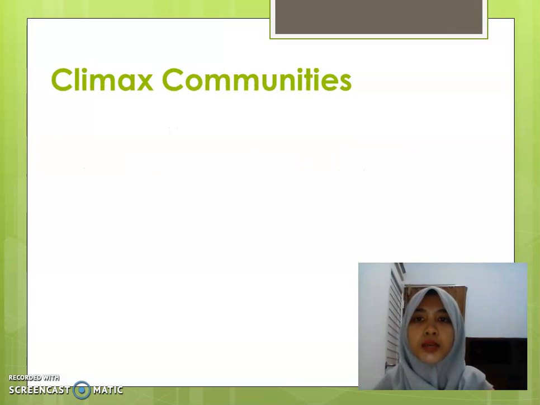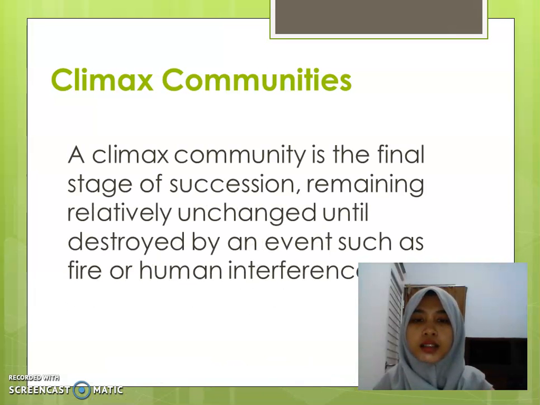And then we will talk about climax communities. Climax communities are the final stage of succession, remaining relatively unchanged until destroyed by an event such as fire or human interference. The emergence of a climax stage of succession might occur more quickly in some ecosystems, but it may never occur in other biomes that experience routine disturbance. Examples of quickly forming climax communities are the short grass and long grass prairies of the Great Plains of the United States.